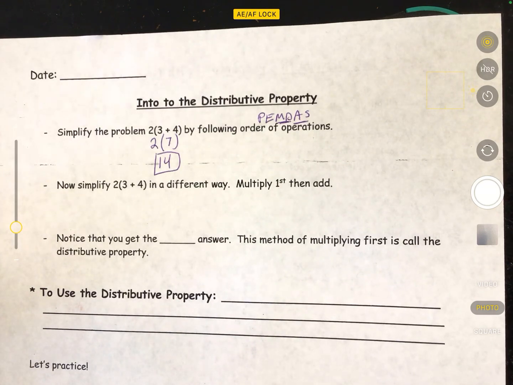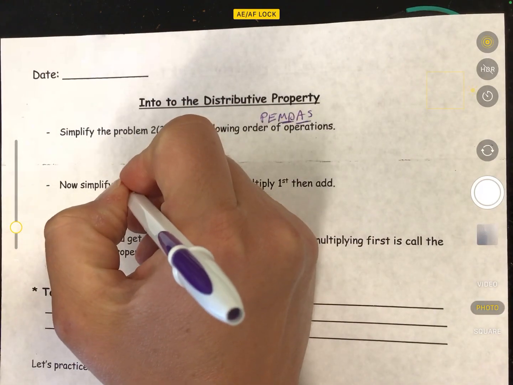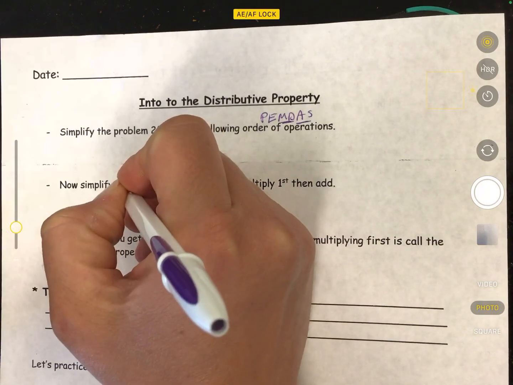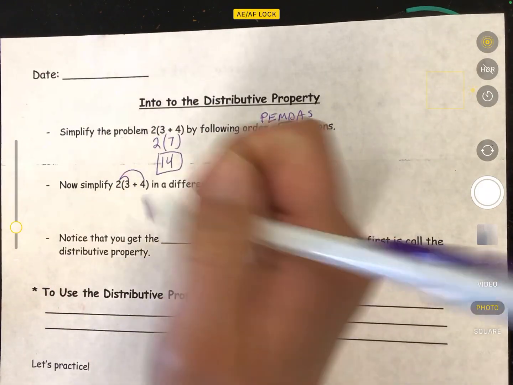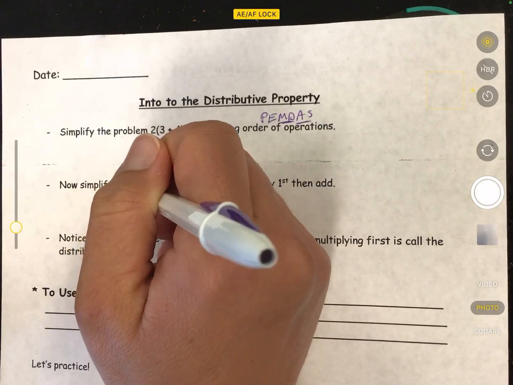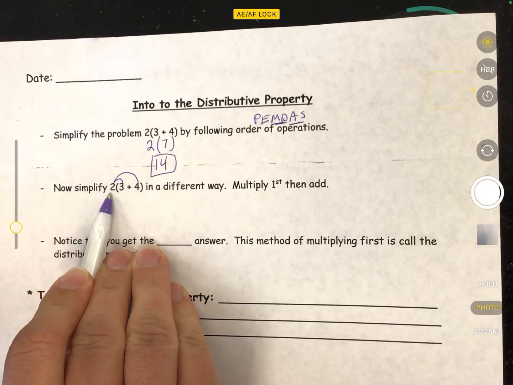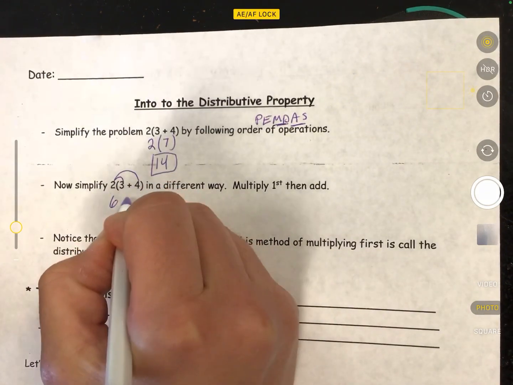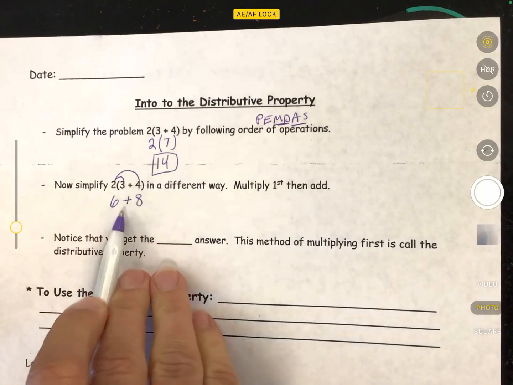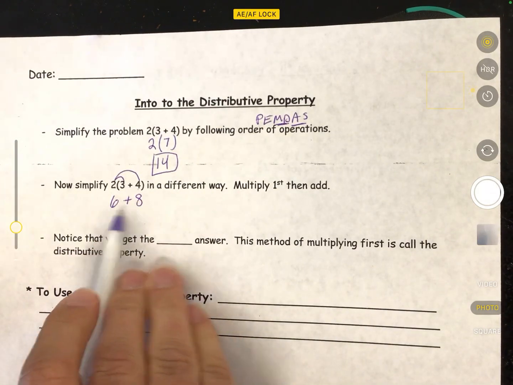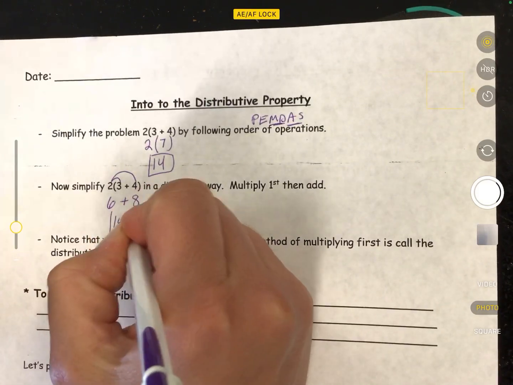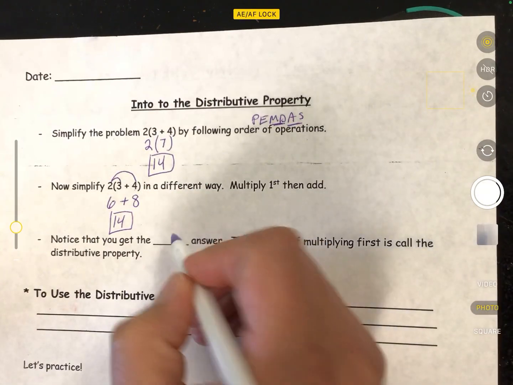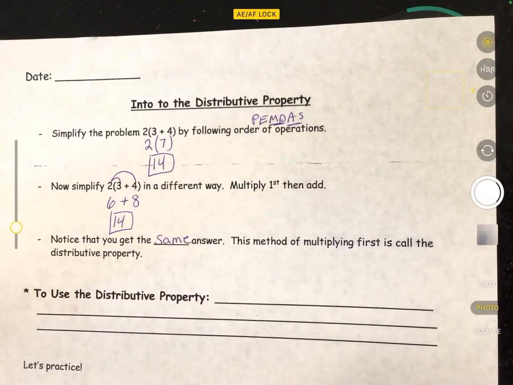Now I'm going to ask you to simplify it a different way. I want you to multiply first and then add. I want you to take this 2 and multiply it by 3 and multiply it by 4, because both of those numbers are inside the parentheses. They both have to be multiplied by the 2. 2 times 3 is 6. 2 times a positive 4 is a positive 8, so I write plus 8. Now I can add 6 plus 8. I get 14. Notice that you get the same answer.